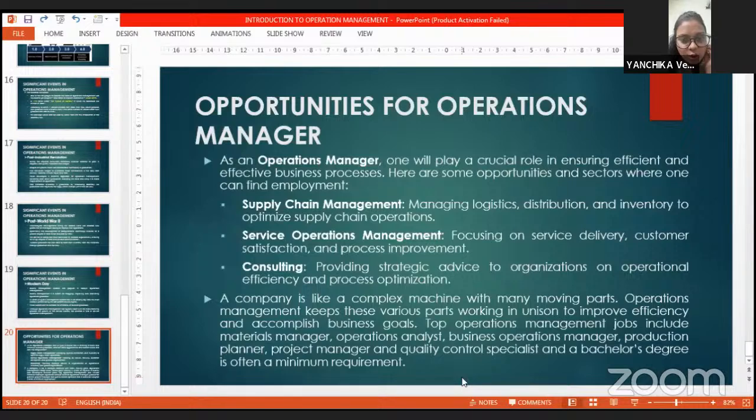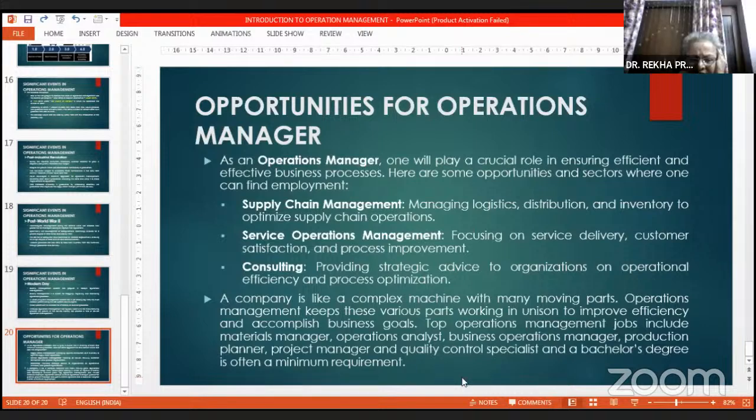Opportunities for operation manager. As an operation manager, one will play a crucial role in ensuring efficient and effective business processes. Here are some opportunities and sectors where one can find employment. Supply chain management: managing logistics, distribution, and inventory to optimize supply chain operation. Services operation management: focusing on service delivery, customer satisfaction, and process improvement. Consulting: providing strategic advice to organizations on operational efficiency and process optimization.